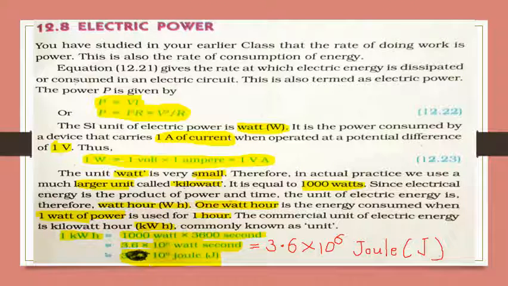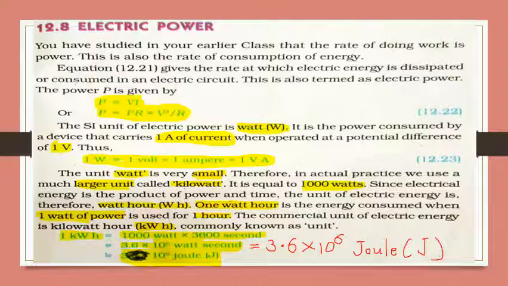You have studied in the earlier classes that rate of doing work is power. This is also the rate of consumption of energy. Means whatever energy we are consuming in doing work is nothing but the rate of doing work, and it is the power. If no power, no work. So power and work are related with each other. This equation gives the rate at which the electricity is dissipated or consumed in an electrical circuit. This is also termed as the electric power.